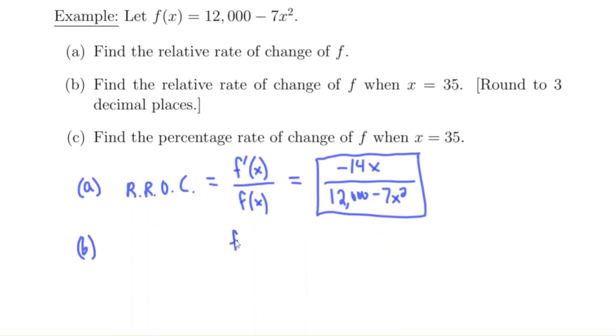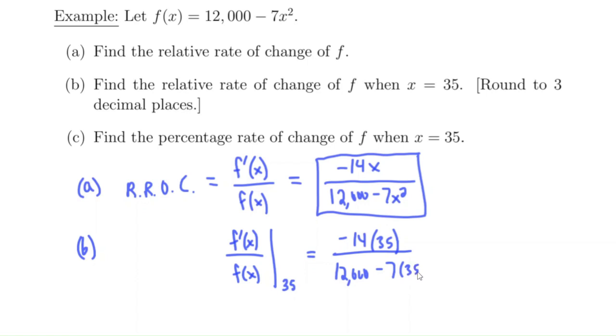Now, what is the relative rate of change of your function when x equals 35? Well, for our notation, we'll put f prime of x over f of x, evaluated at x equals 35. And so what we're going to do is just take this and plug in 35. So we have minus 14 times 35 over 12,000 minus 7 times 35 squared.